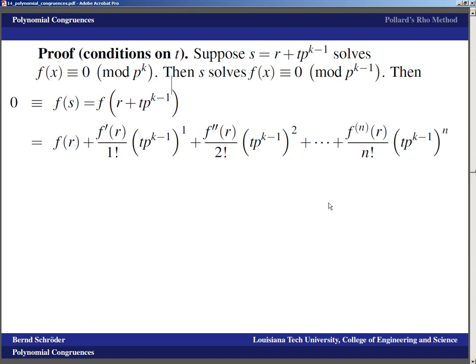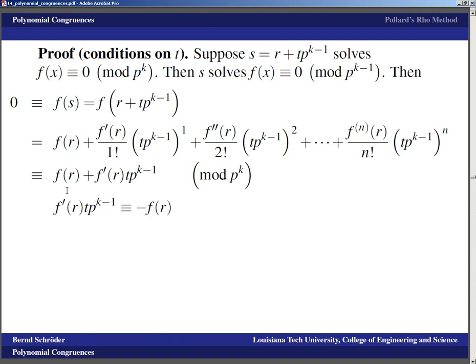And that is equivalent to f of r plus f prime of r t times p to the k minus 1, as long as we're going modulo p to the k. And that is because as soon as we've got p to the k minus 1 quantity squared, of course, as long as k minus 1 is not equal to 0, which we would certainly exclude, we will have that all these terms in the back here are divisible by p to the k, and therefore they go away.